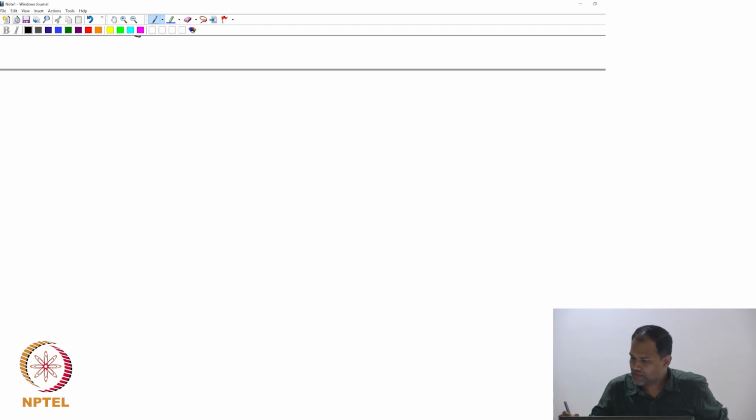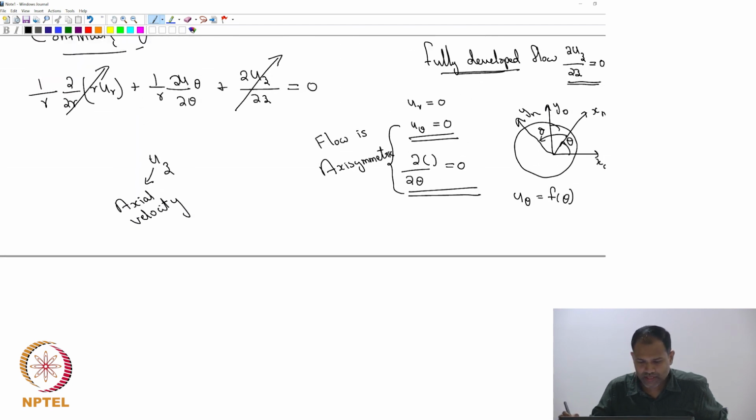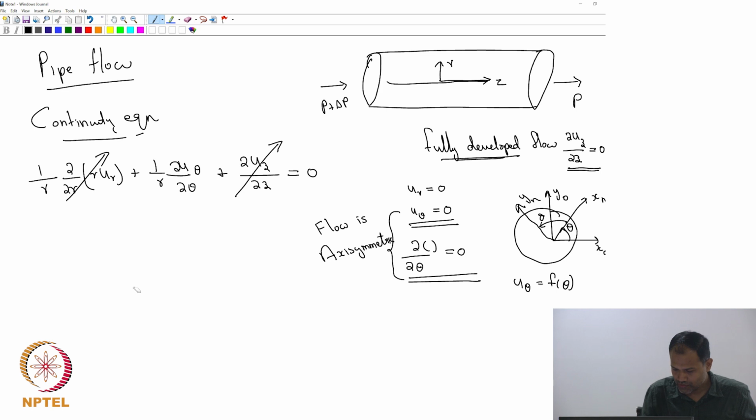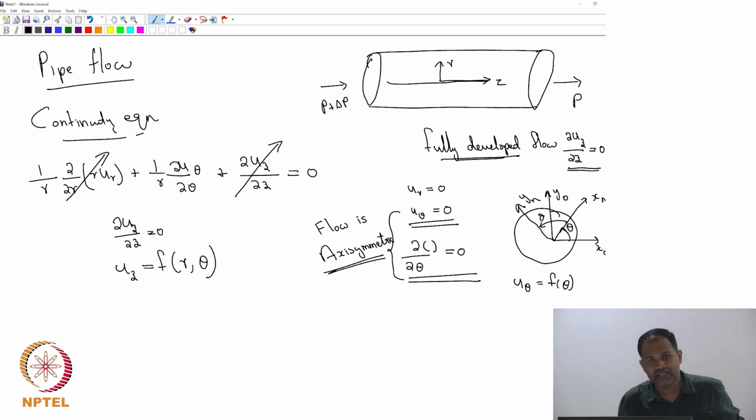So just one thing. So we have ∂uz/∂z equal to 0. That means uz is a function of r and theta, but because of the assumption of axisymmetry, by definition things are not dependent on theta. So we have just uz as a function of r.